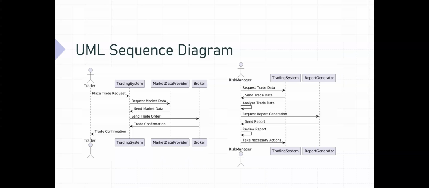So for the one on the right, that one is manage risks. So the sequence would be the risk manager requests trade data from the trading system. Then the trading system sends trade data to the risk manager. Then the risk manager analyzes trade data and requests report generation. Then the report generator generates a report and sends it to the risk manager. Then finally, the risk manager reviews the report and takes necessary actions.